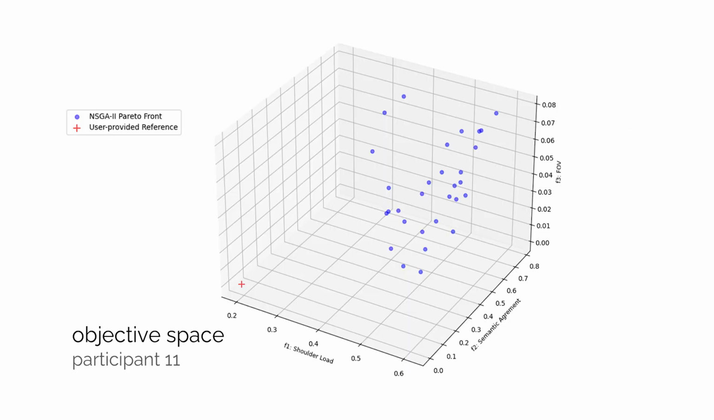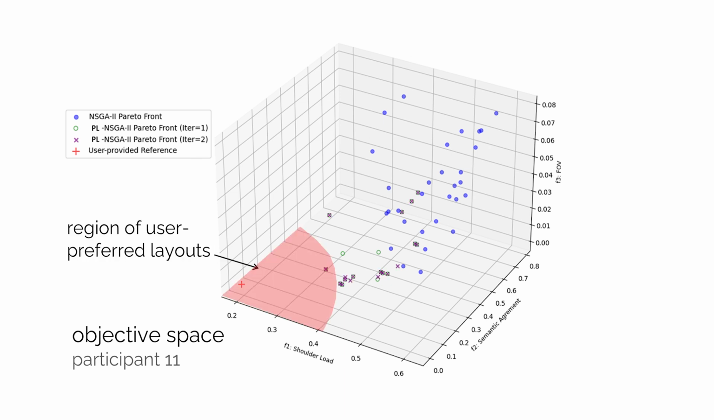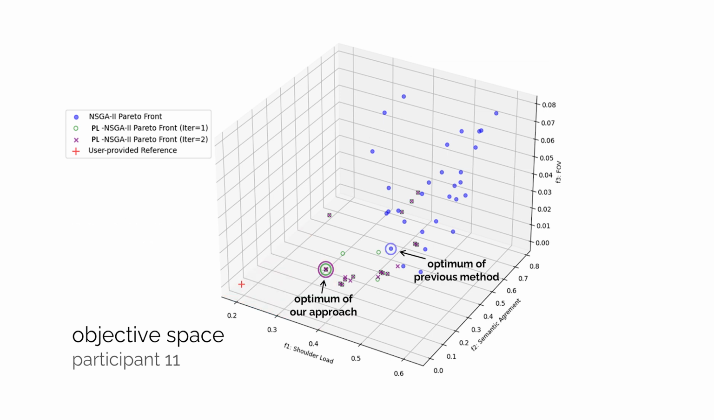This is evident when comparing the objective space generated by a previous method to that of our approach. With each iteration of our algorithm, the Pareto front shifts towards regions in the objective space that reflect the user's preferred layouts, ensuring that optimized layouts better align with user preferences.